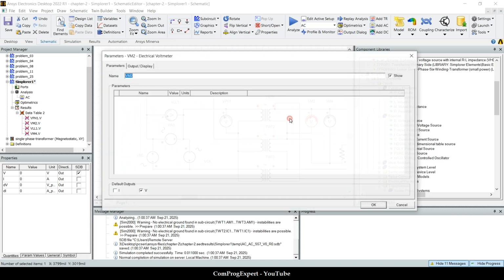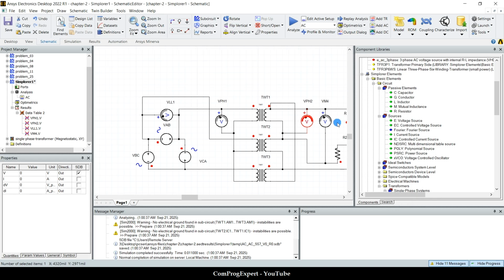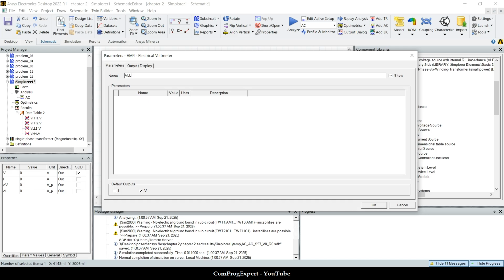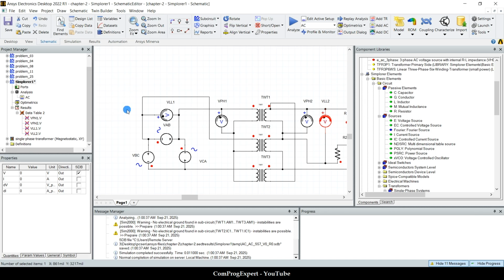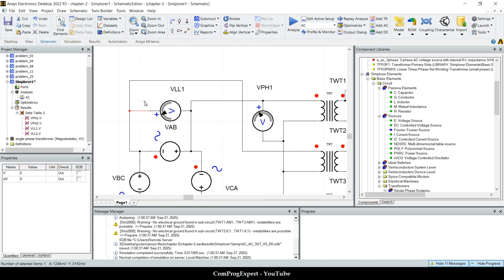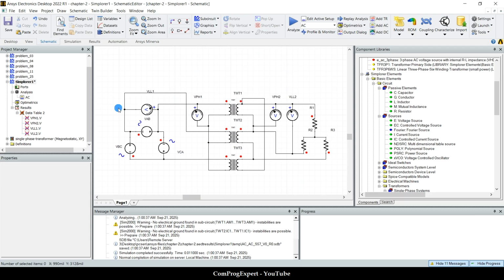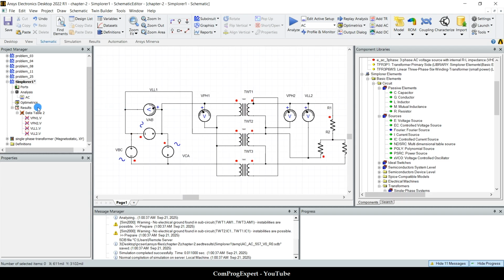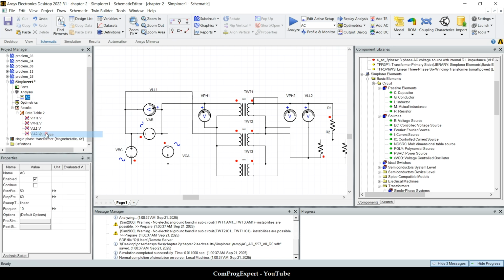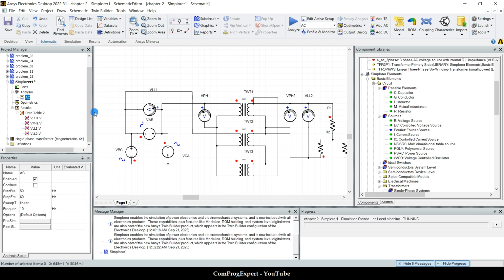This is V phase for the secondary. And this is V line to line for the secondary side. Better names. Also, I did this connection wrong here. For this voltmeter, we have this line to line voltage A with respect to the B line. Okay. So now let's run the analysis and check the numbers.